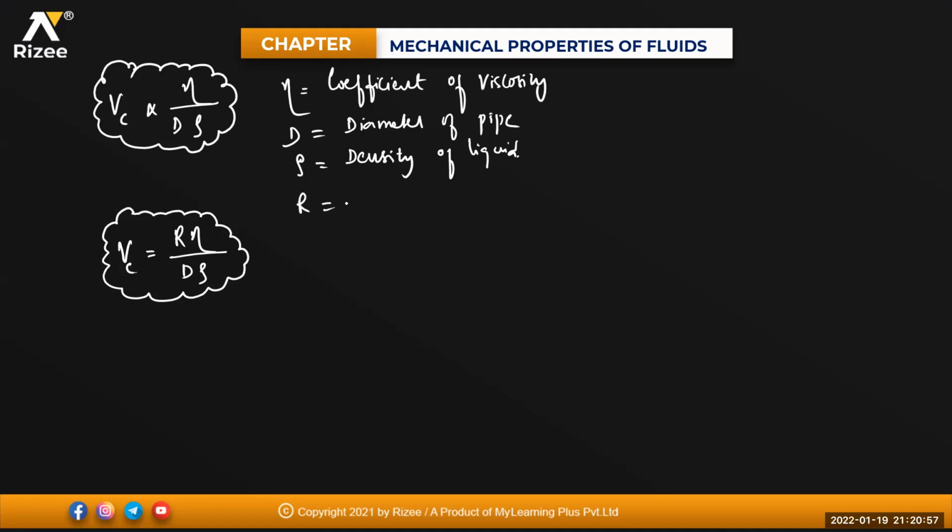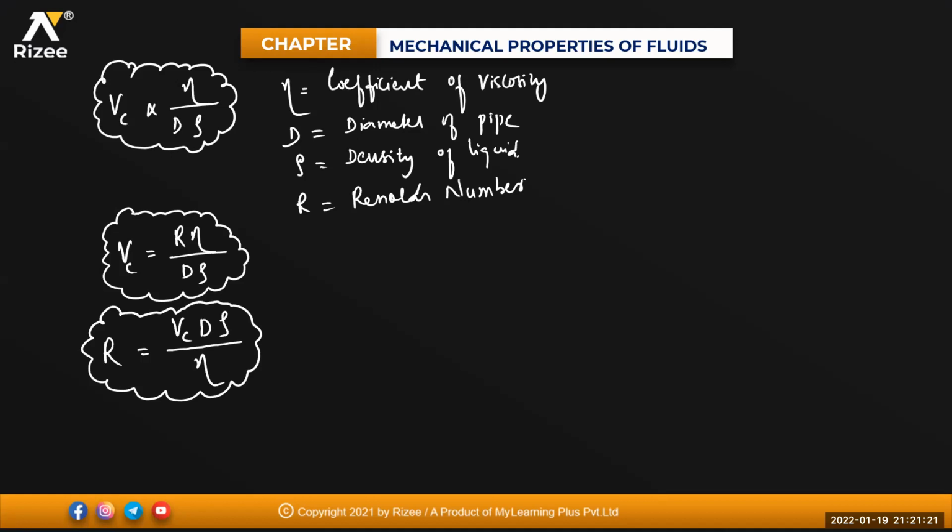This constant capital R is known as the Reynolds number. Very important for the NEET theoretical question, beta. So how do you calculate the Reynolds number? Capital R is equal to critical velocity, diameter of the tube, into density of the liquid, divided by the coefficient of viscosity. That will give me the Reynolds number.